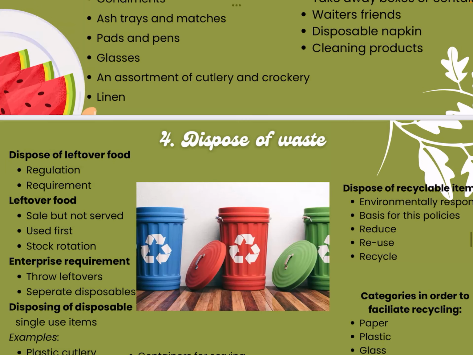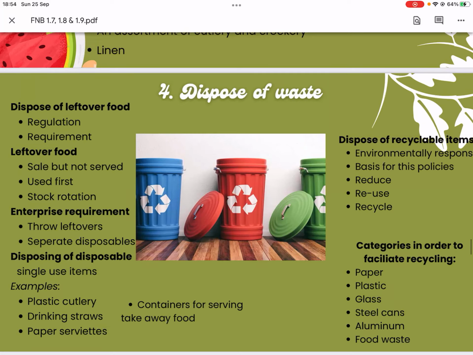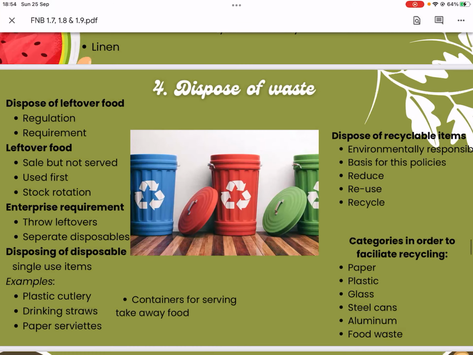Now, moving on to disposal of waste. How are you going to do that? This is being done on a regular basis. The reason why you have these colored bins is that all of them are tagged with a particular material of waste. Let's say you must be able to separate the food waste. You must separate glass to glass, paper to paper, plastic to plastic, tins to tins, and so on and so forth.